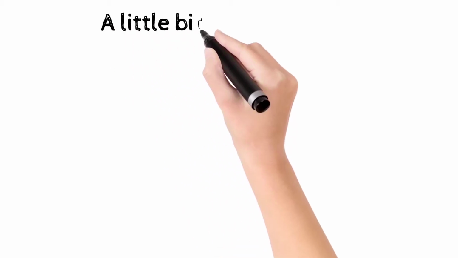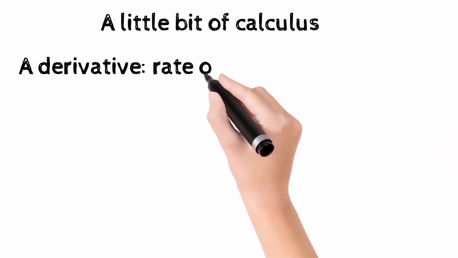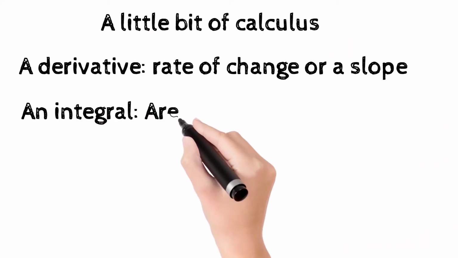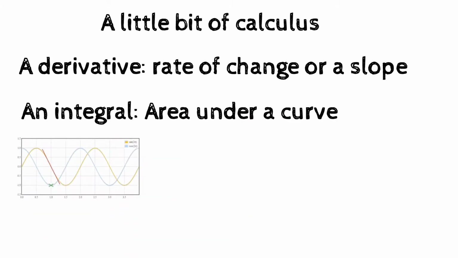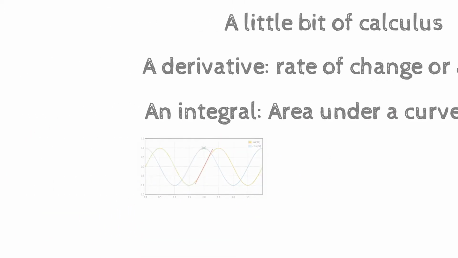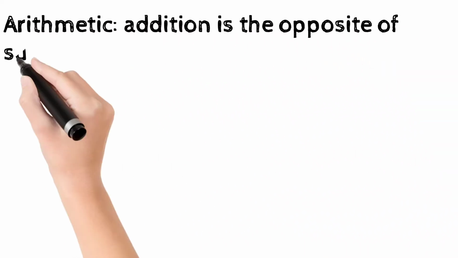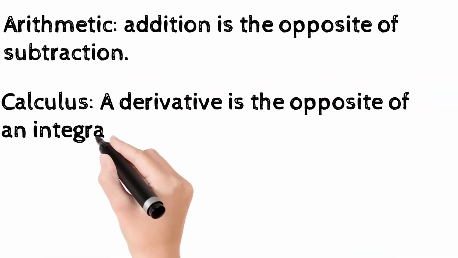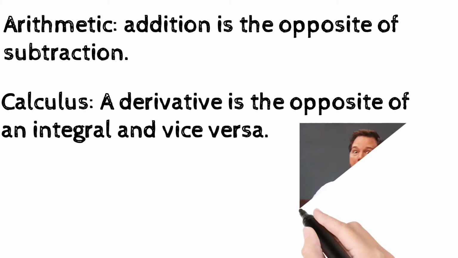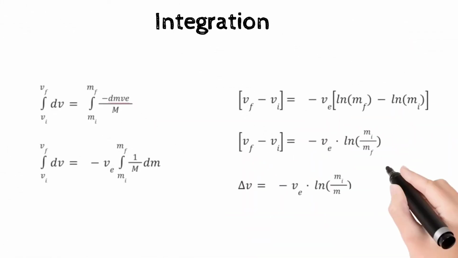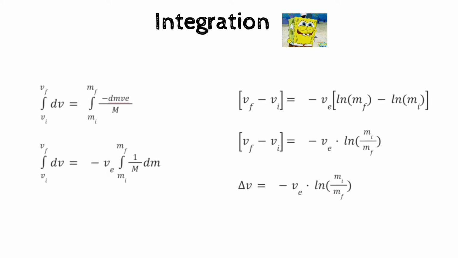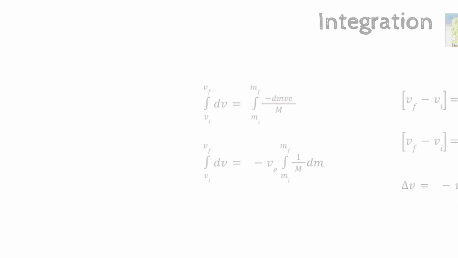In particular, we're going to use two very important concepts. The first is a derivative, and the second is an integral. Think of a derivative as a rate of something changing. In the context of our problem, dv represents a rate of change of the velocity. And just like with arithmetic, addition is the opposite of subtraction, a derivative is the opposite of an integral. Integrating both sides will result in this equation. And there you have the Tsiolkovsky Rocket Equation.